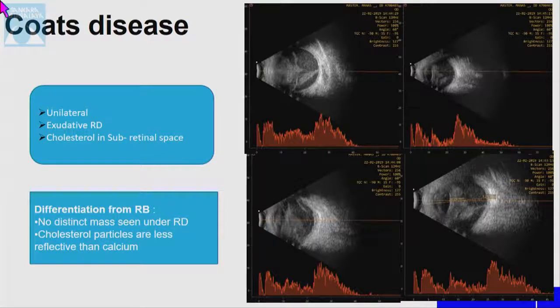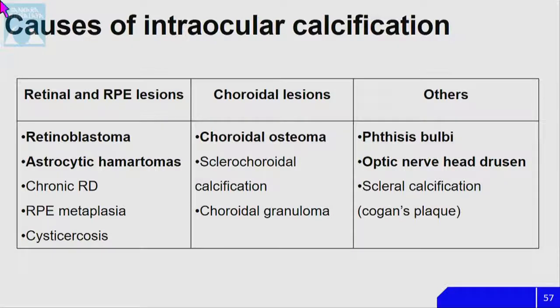In Coats disease, it's a unilateral exudative RD with cholesterol in the subretinal space. Most importantly, it should be differentiated from retinoblastoma in that it does not have a distinct mass, and the calcium in retinoblastoma is much more highly reflective than cholesterol. The most important causes of intraocular calcification are retinoblastoma, astrocytic hamartomas, choroidal osteoma, phthisis bulbi, and optic nerve head drusen.